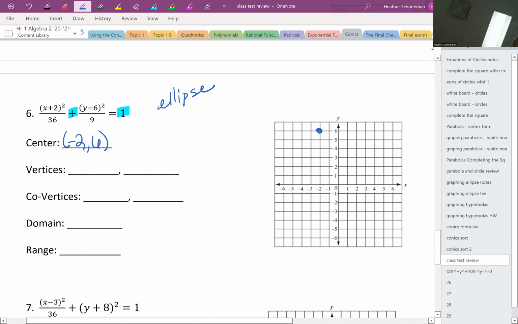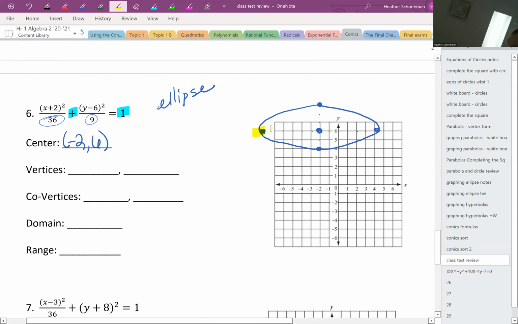Okay, then the vertices and co-vertices, well, we got a graph to find them. Because under the x is a 36, we know we're going to move left and right the square root of that, which would be 6. It's just one past. And now we have to find the y. So we're going to go up and down the square root of 9, which is 3. That's 2 past.